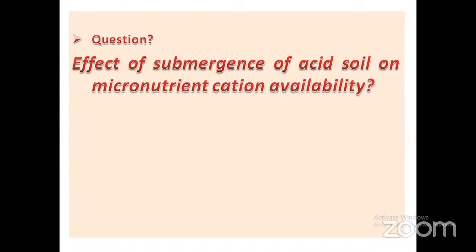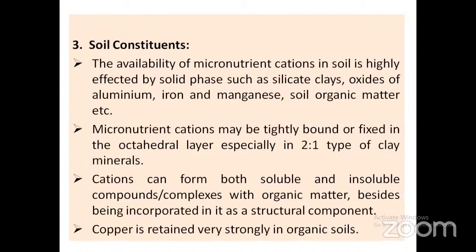अगर सबमर्जेंस कंडीशन है तो रिड्यूस्ड कंडीशन होगी तो माइक्रोन्यूट्रिएंट कैटायंस इजीली अवेलेबल हो पाएंगे. सो एसिडिक सॉइल में ये कॉन्ट्रास्टिंग बात है कि पीएच और रिडॉक्स का इफेक्ट, लेकिन अल्कलाइन सॉइल में पीएच भी कम आएगा 6 से नीचे और रिड्यूस्ड कंडीशन भी होगी. सो दोनों ही केस फेवरेबल हैं फॉर माइक्रोन्यूट्रिएंट कैटायन अवेलेबिलिटी. Okay, so whenever this kind of question is asked to you, you focus on whether it is asking about acid soil or alkaline soil. Okay, now let us move ahead to another factor that affects the availability of micronutrient cations.